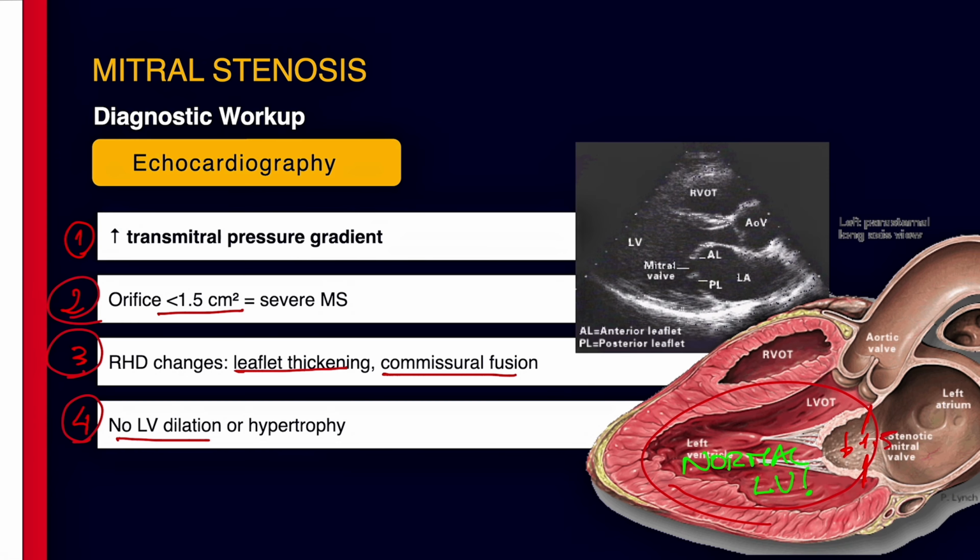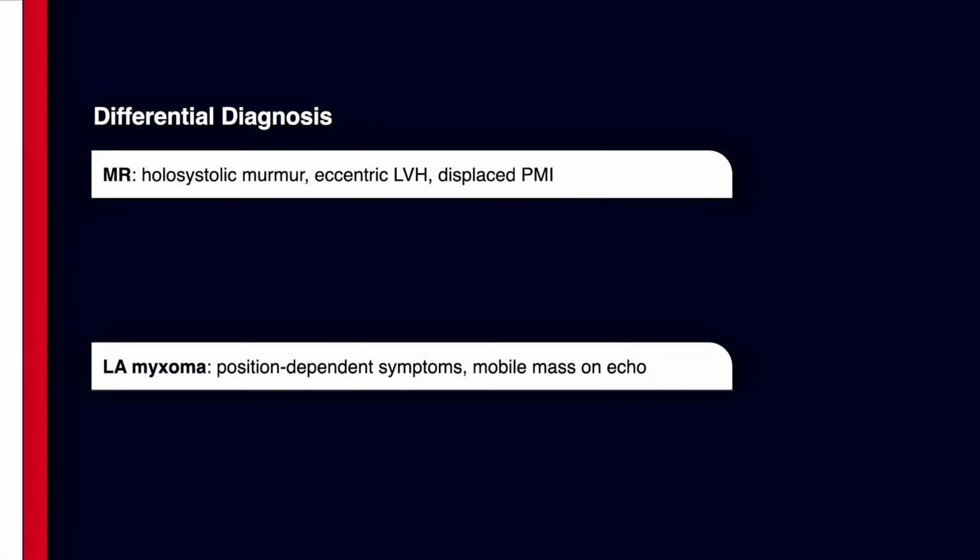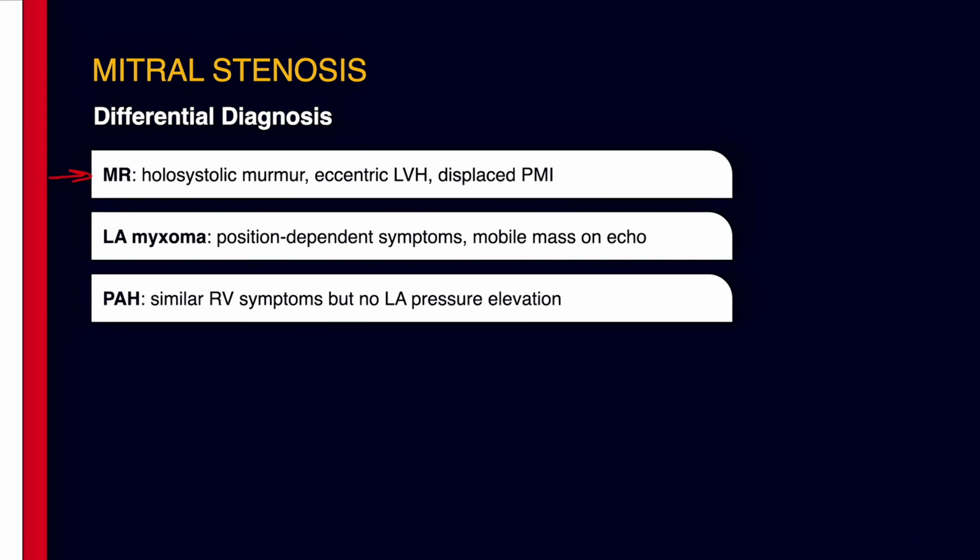Straightforward, right? Differential diagnosis of mitral stenosis. First, mitral regurgitation. This is maybe the most common confusion. Both involve the mitral valve and both can lead to left atrial enlargement and AFib.